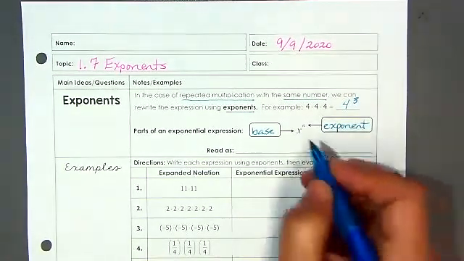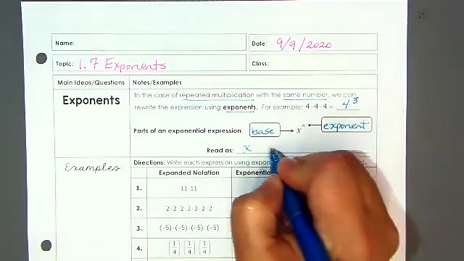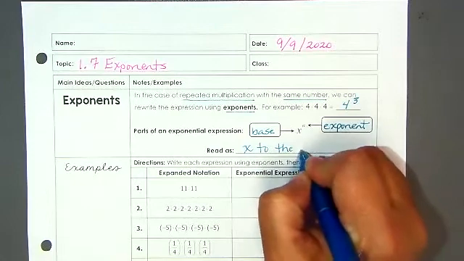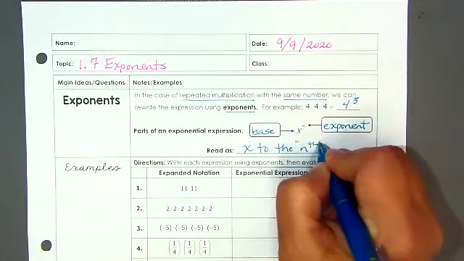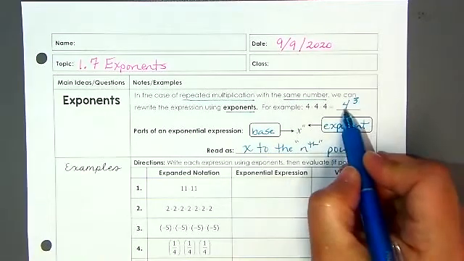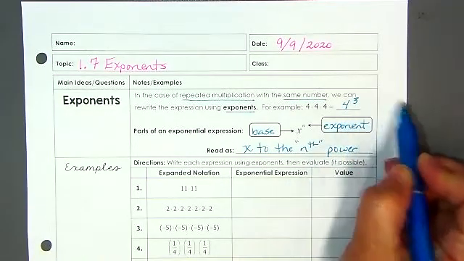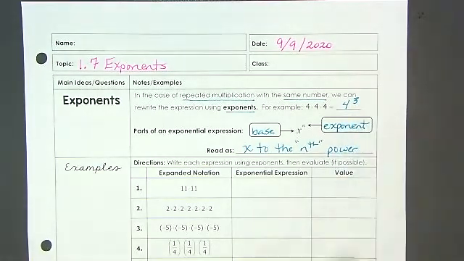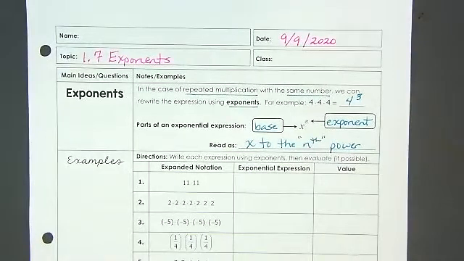It is read as x to the nth power. So this 4 would be read as 4 to the third power, or we can shorten that because it's a 3, 4 cubed. Okay, so now we're going to work a couple of examples. We're going to jump down to number 3.